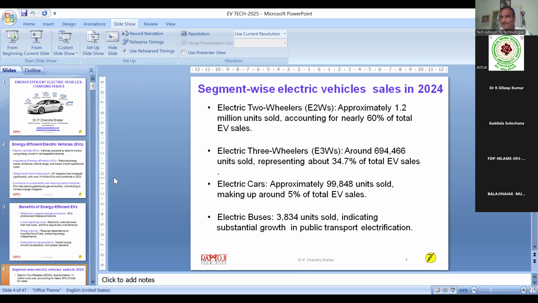The electrical three-wheelers, EV3W, around 6,94,466 units sold, representing 34.7% of total electrical wheel sales. Electrical cars, approximately, you can say 1 lakh sold, making around 5% of the total EV sales. Electrical buses, only 3,834 units sold, indicating the substantial growth in the public transport electrification.